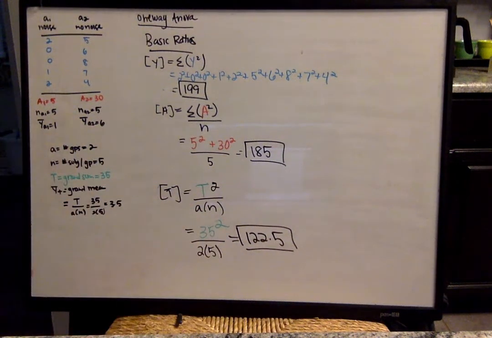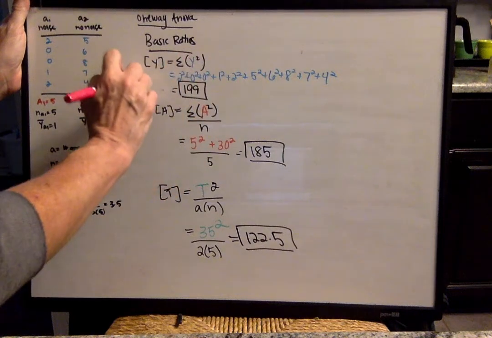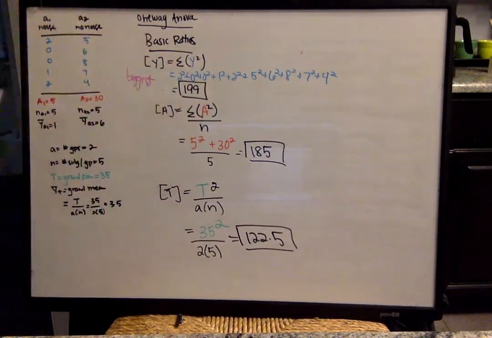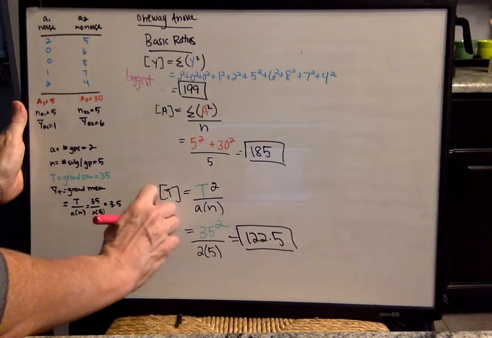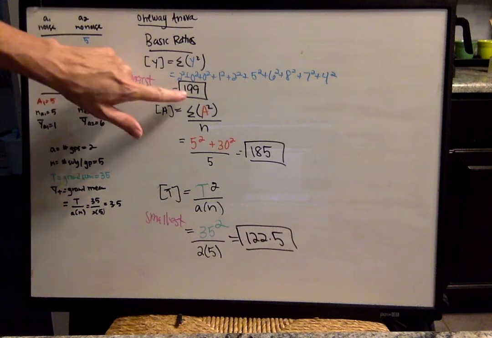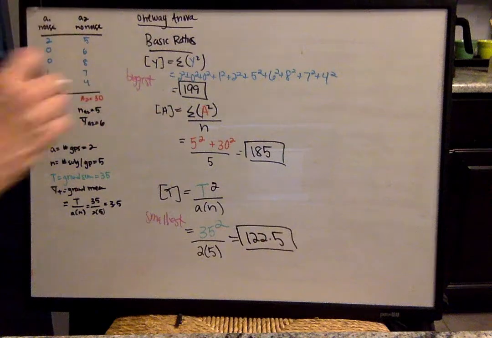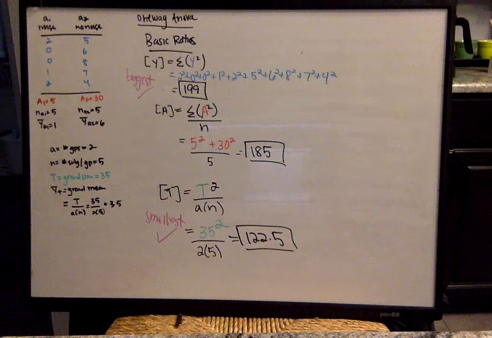I told you in the previous videos that as we move through the ANOVA, there are lots of checks that we can do to make sure that our numbers make sense. I'm going to show you the first check here. When you do your basic ratios, the basic ratio for y should always be the biggest, and the basic ratio for t should always be the smallest. So let's look at this. Does this make sense? Is 199 the biggest? Yes, it is. Is 122.5 the smallest? Yes, it is.